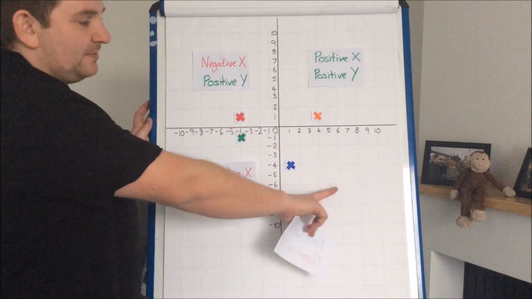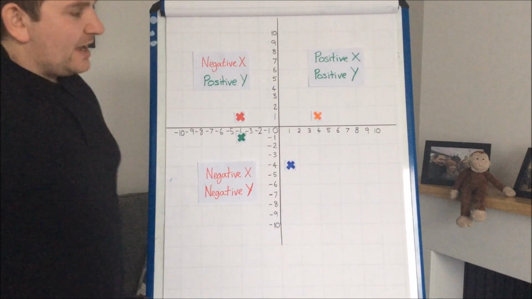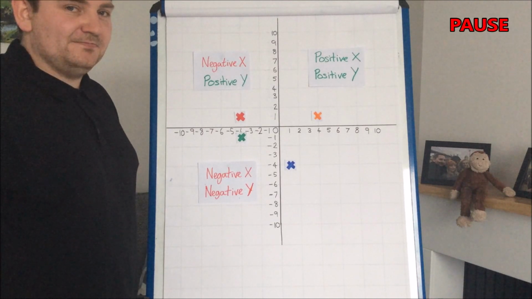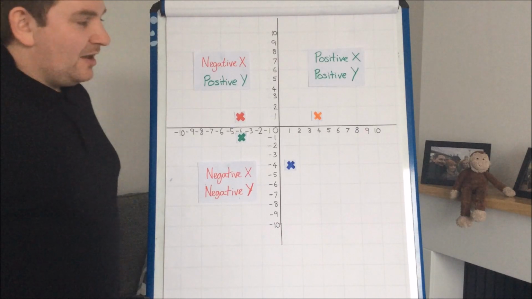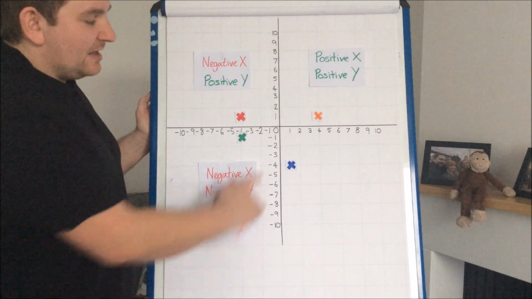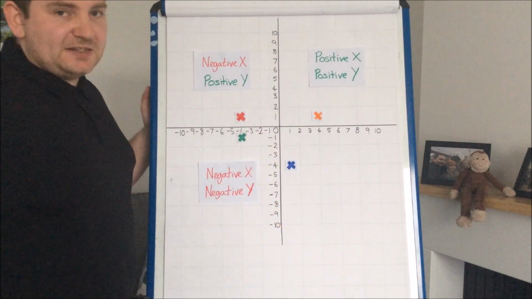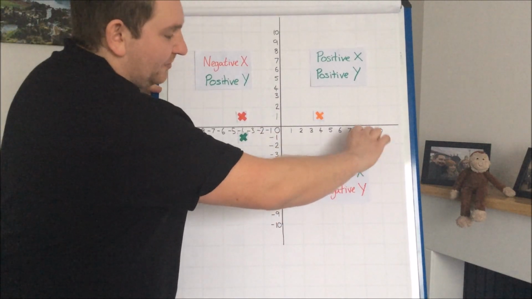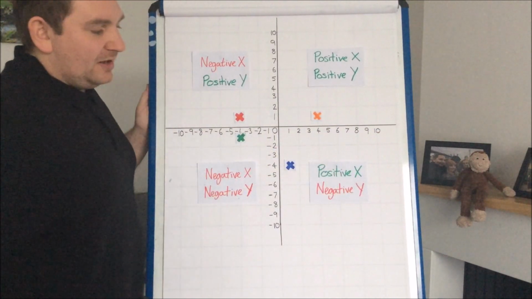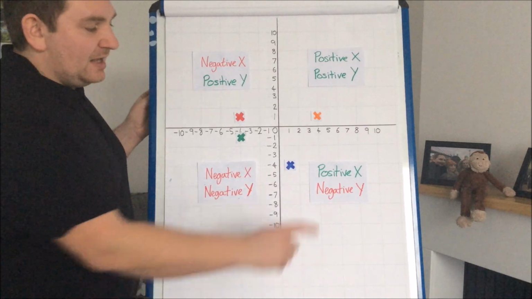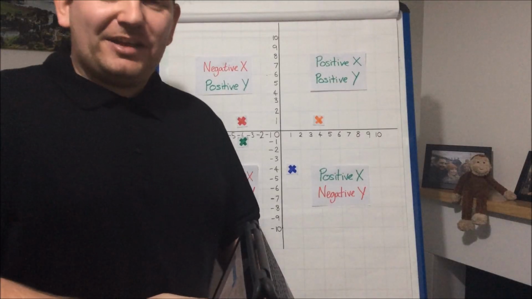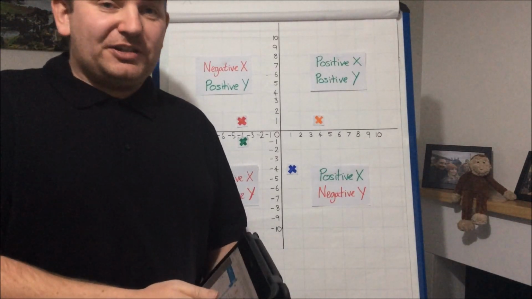Which leaves us finally with quadrant 4. Again, pause the video here. What do you think? Okay, so along the x-axis we have positive numbers, and then down the y-axis we have negative numbers, which means that in quadrant 4 you will always have points which have a positive coordinate along the x-axis and a negative coordinate along the y-axis.